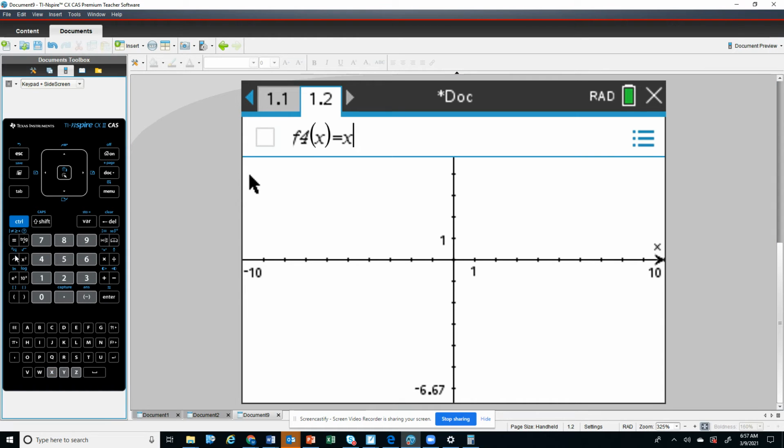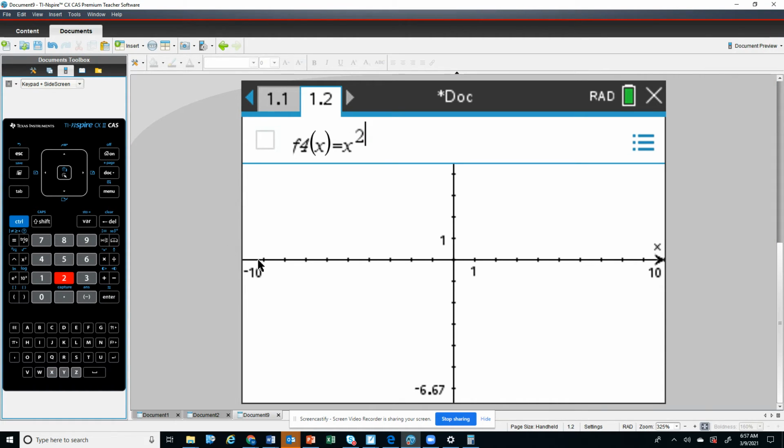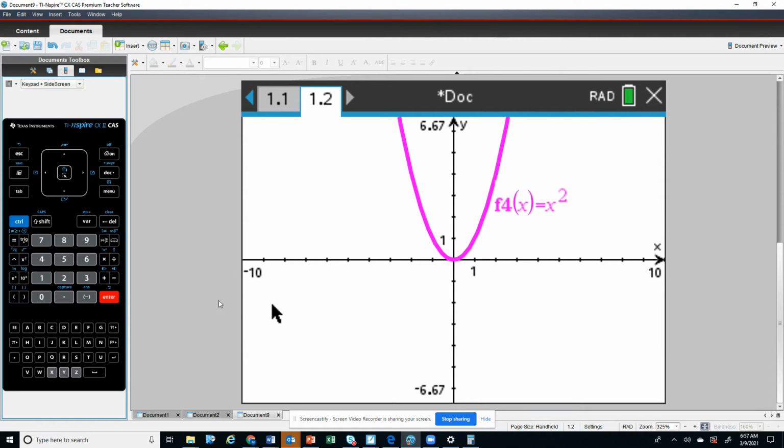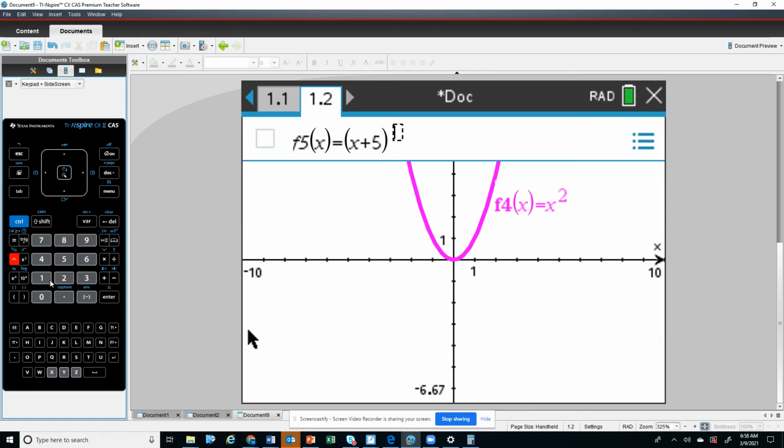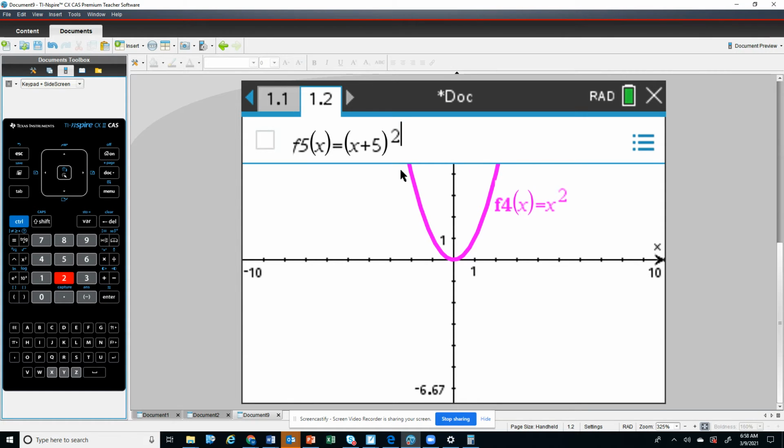And then hit enter. So that's the parent graph. To add another graph on the same page, I'm going to hit tab, and then I want to add (x plus 5) squared. So I'm going to put the parentheses, x plus 5, close parentheses, and then square. Again, upside down V and 2, and I'm going to hit enter now.